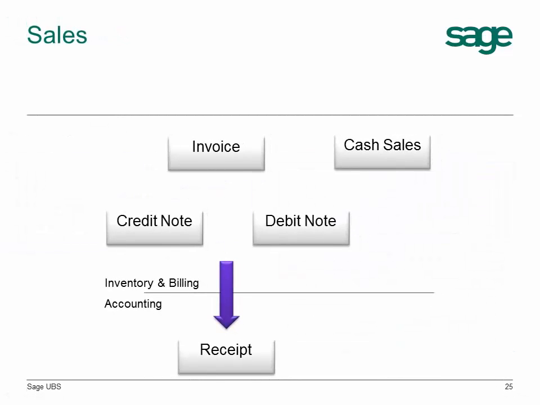Next, let us discuss sales transaction entries. The sales invoices, sales credit notes, sales debit notes, and cash sales will be entered via the inventory and billing system. After that, you will post the transactions to accounting. When you receive payment from your customer, you will enter the receipt transaction via the accounting module and offset it with the invoices, credit notes, and debit notes.